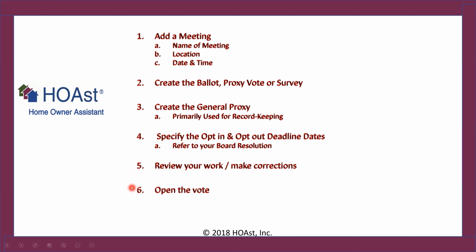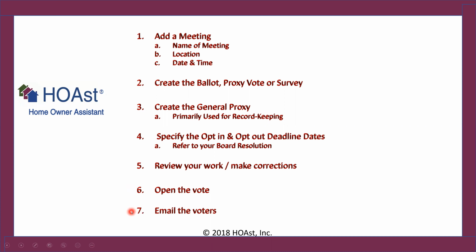Then, step number 6, you're opening the vote. Now it's visible. Now voting can happen. It cannot happen until step 6. You must open the vote. And the reason we're doing opening the vote this late in these steps is because once the first vote comes in, then you can no longer make changes to your ballot or your survey or your proxy vote. Changes cannot be made after the first one has come in. So it's a good idea to review everything and make sure you're ready.